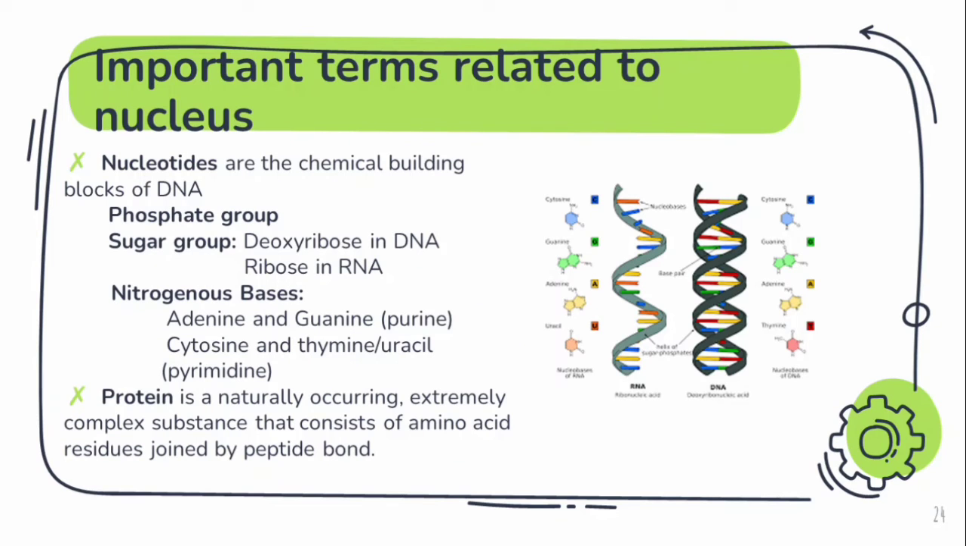We also have nucleotides, which are the chemical building blocks of DNA, and they are composed of a phosphate group, a sugar group, and nitrogenous bases. The sugar group in DNA is called deoxyribose, and in RNA it is called ribose. The nitrogenous bases include adenine and guanine, which are collectively known as purines, and cytosine and thymine or uracil, which are known as pyrimidines.